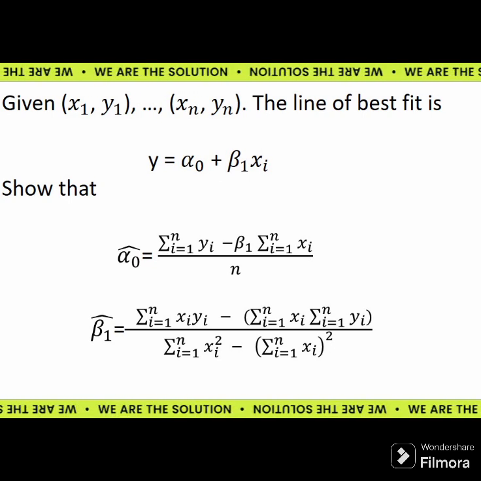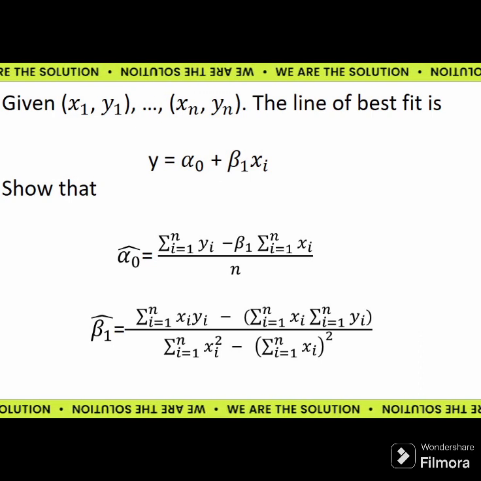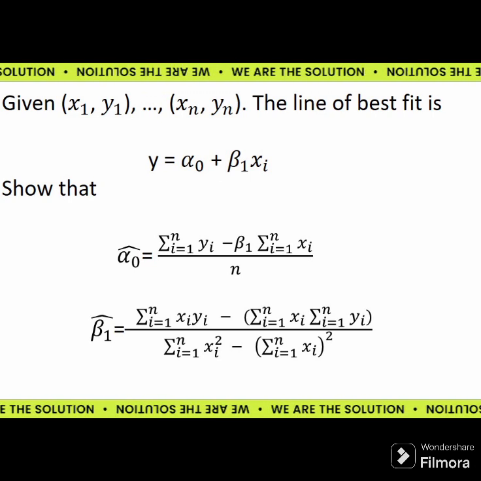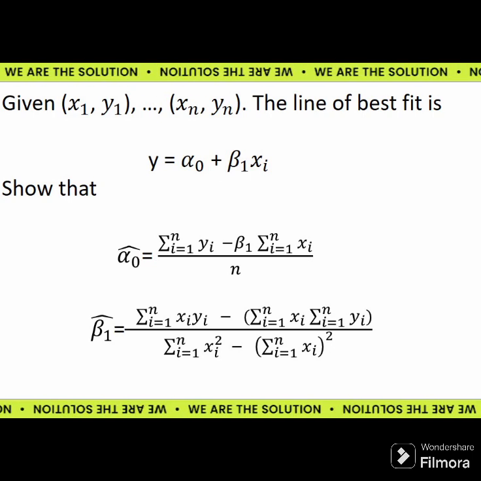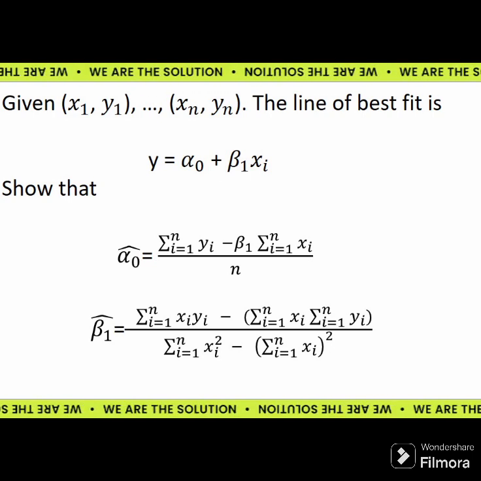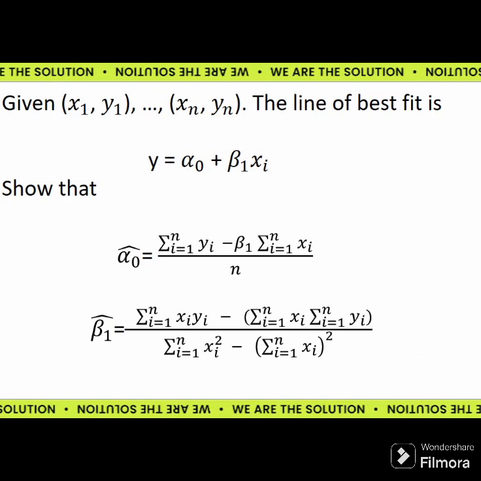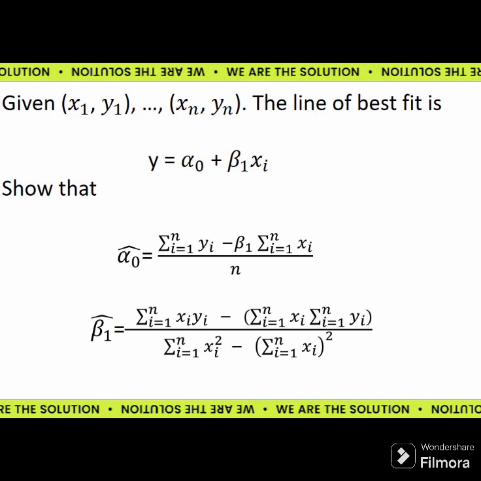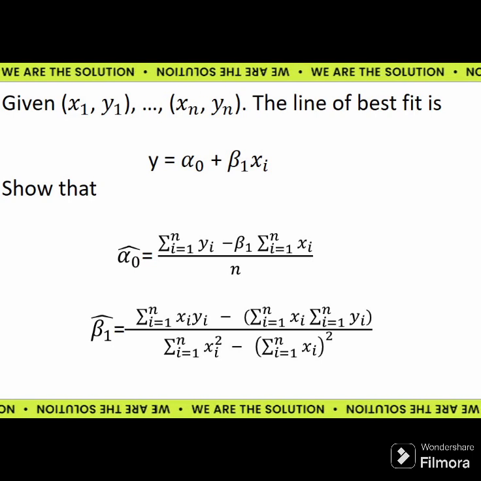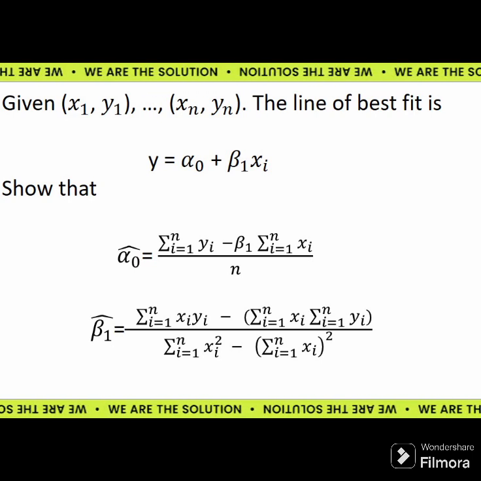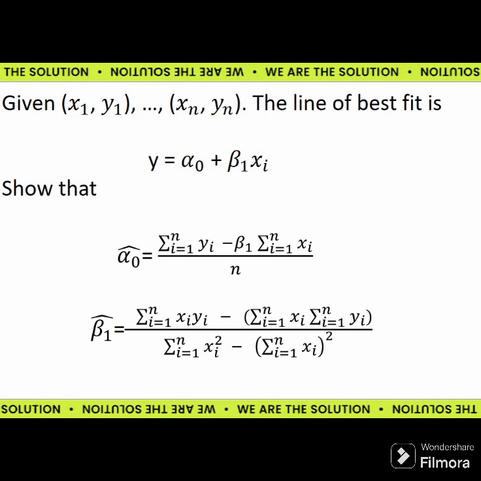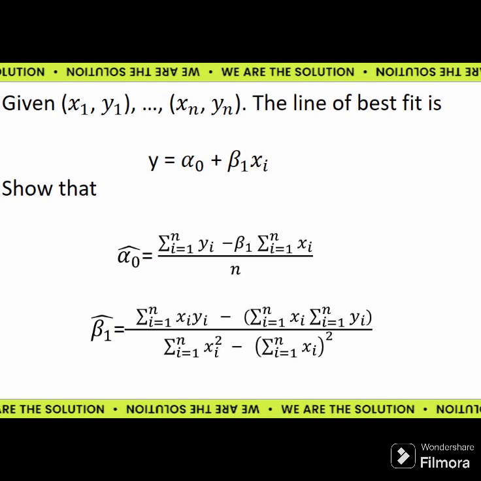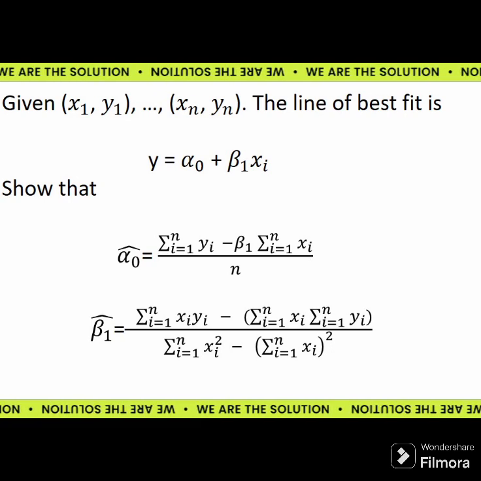Now say that alpha naught equal to summation of i ranges from 1 to n y subscript i minus beta 1 times summation of i ranging from 1 to n x subscript i, divided by n, and beta 1 equal to summation of i ranging from 1 to n x subscript i y subscript i minus (summation of i ranging from 1 to n x subscript i and summation of i ranging from 1 to n y subscript i), divided by summation of i ranging from 1 to n x square subscript i minus (summation of i ranging from 1 to n x subscript i) close the bracket square.